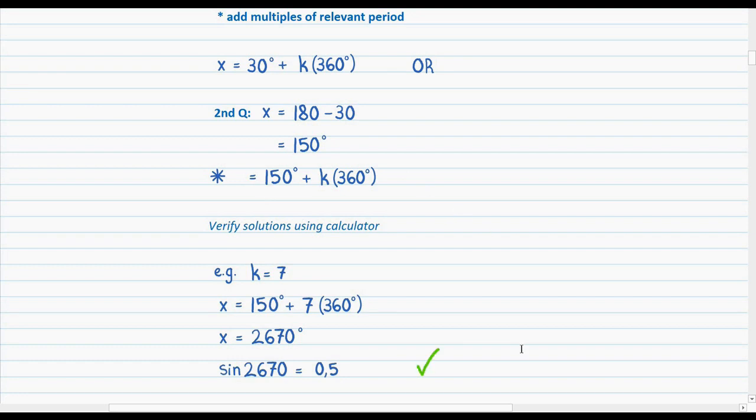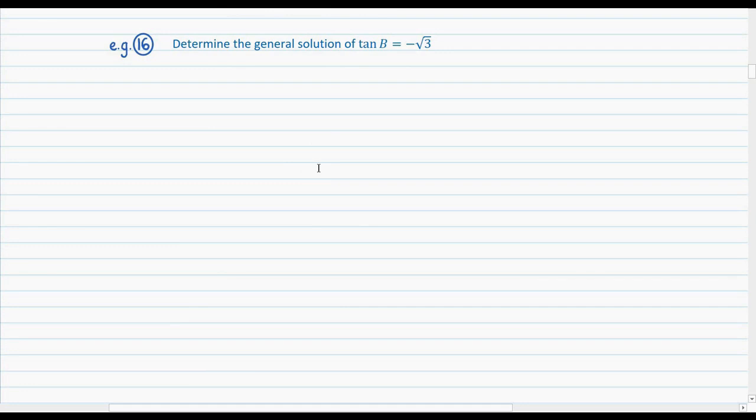Then here's another example. Determine the general solution of tan b equals minus square root of 3. So again, first determine the reference angle, which you can do by taking tan to the other side and making it a tan inverse of root 3. Remember, as earlier stated, you remove the negative sign when you do the inverse function, but just note somewhere on the side that the function is equal to a negative value. And when you calculate tan inverse of root 3, you get an angle of 60 degrees.